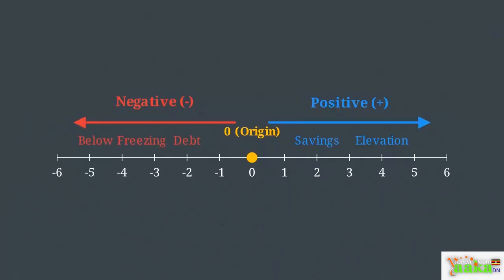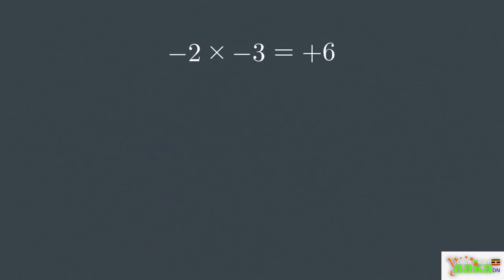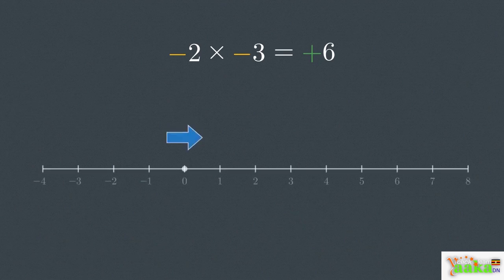Adding positive value pushes your position to the right. Subtracting positive value, or adding a negative debt to your account, pushes your position to the left, deeper into a deficit. This spatial logic explains why multiplying two negatives creates a positive.